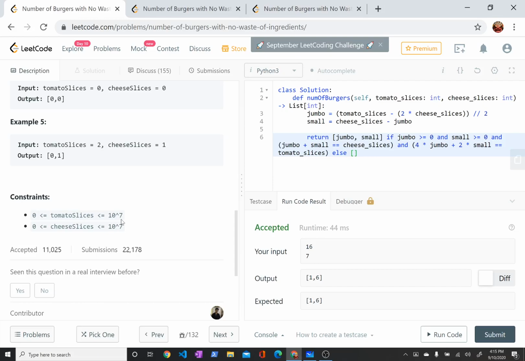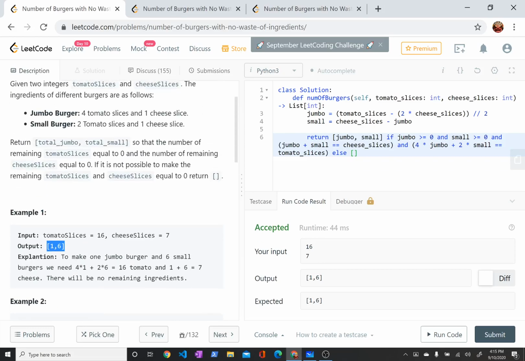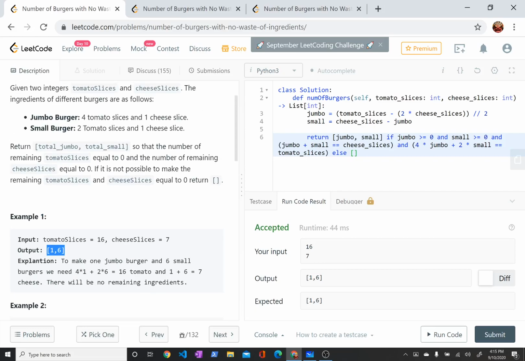I initially tried to solve this problem the way I naturally would, meaning how would I solve this problem using my human mind? So I said, am I constrained by tomato slices or am I constrained by cheese? If I'm constrained by cheese, I want to use tomatoes most efficiently, and that's jumbo. If I'm constrained by tomatoes, I want to use those most efficiently, and that's the small. And so I just iteratively, one after the other, picked jumbo or small based on what I was constrained by.